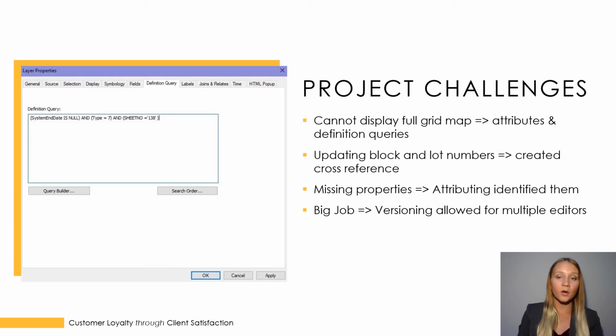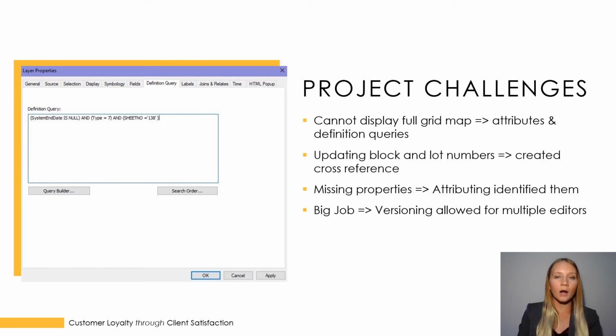We faced a number of project challenges along the way. One was that we can't display a full grid map, so attributes and definition queries had to be used to limit the data that was shown on each sheet. Another was the updating of the block and lot numbers. The numbers had changed since the 1930s, and they switched over to a new numbering system. These had to match up to the block and lot numbers that were in the tax assessment database, so we had to create a cross-reference list.